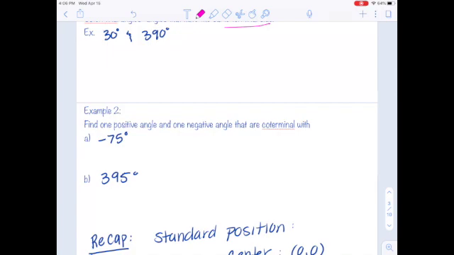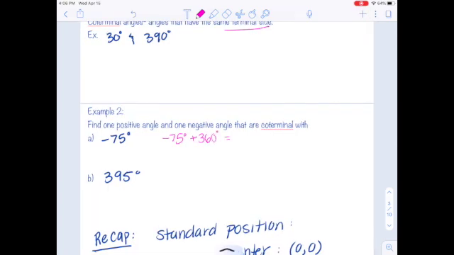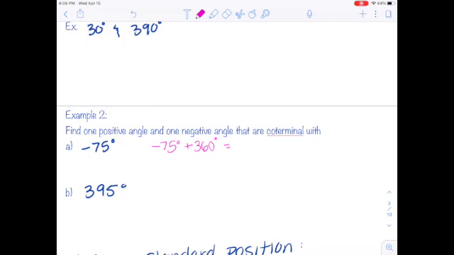So we can find one positive angle and one negative angle that are coterminal with negative 75. If you took the negative 75 degrees and added one full spin around your unit circle, you would be adding 360 degrees to that negative 75, and that would just be 285 degrees. Now, if you wanted to find another positive angle that's coterminal, you would take 285 and add another spin around your unit circle. So 285 plus 360 would give you another coterminal.